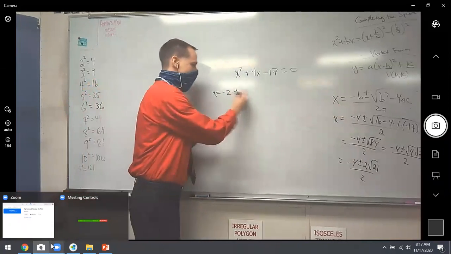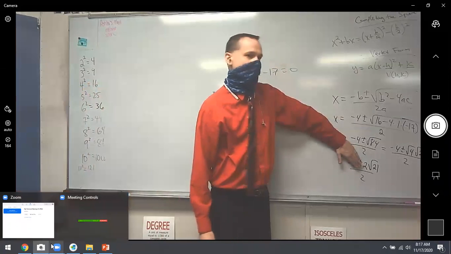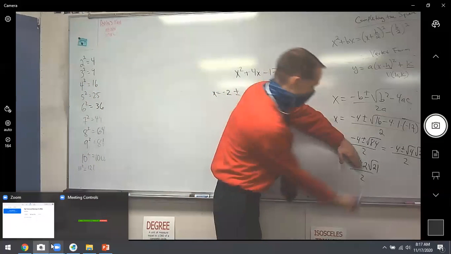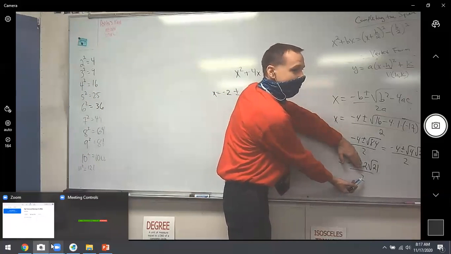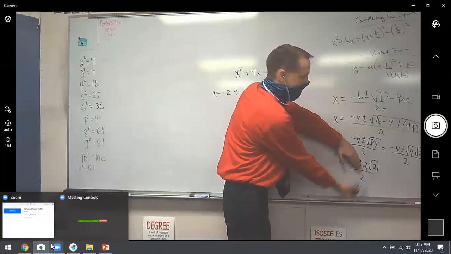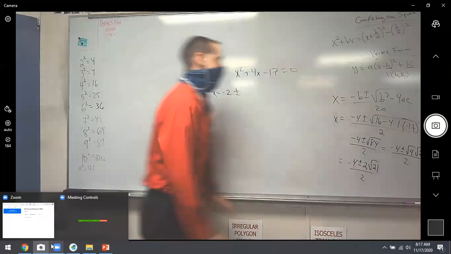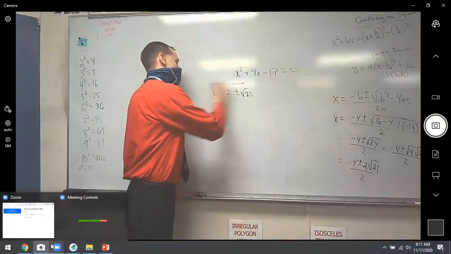I have a plus or minus, and then what about the weird root stuff? Well, it's got a 2 on top and a 2 on bottom. Don't those just cancel out? So the only thing left is a square root of 21. So here's your best answer.